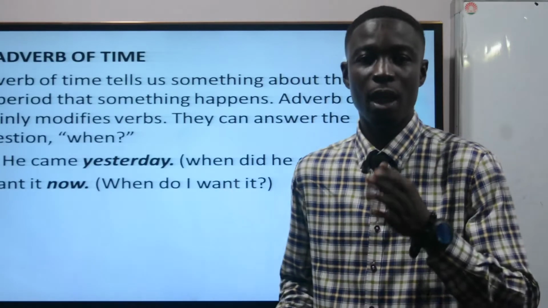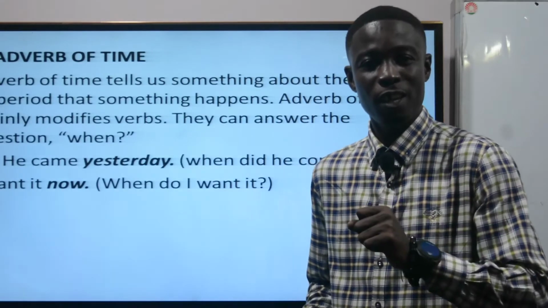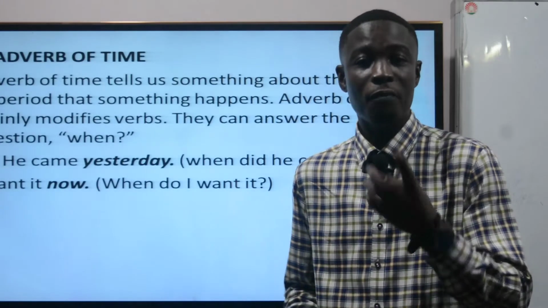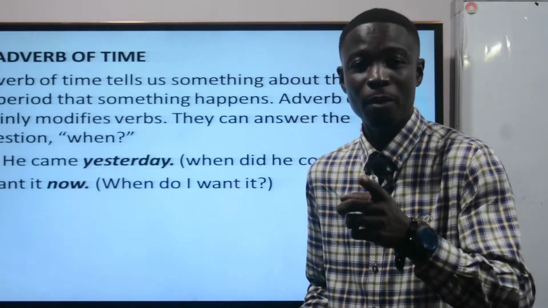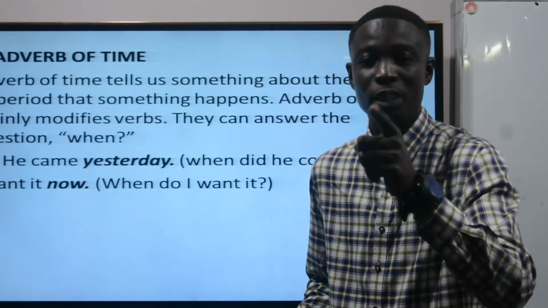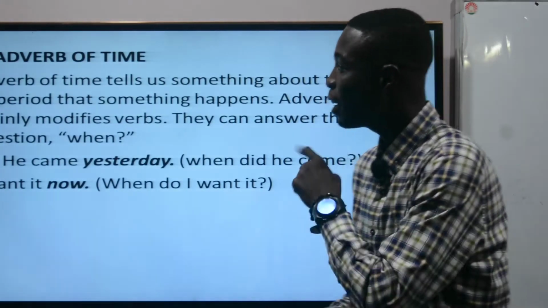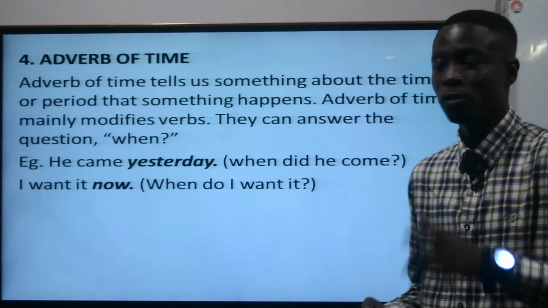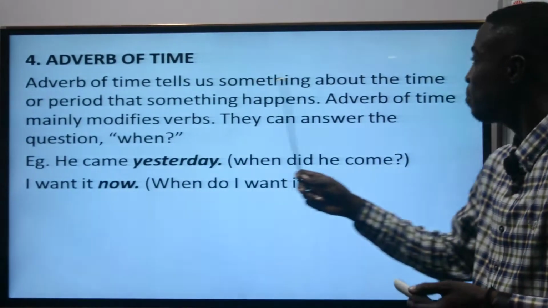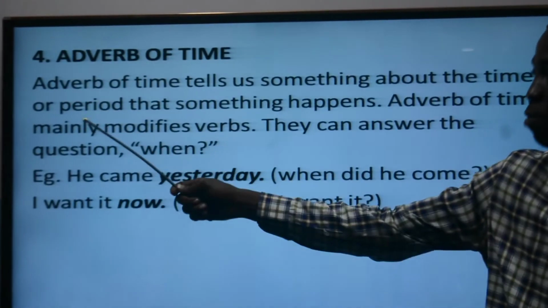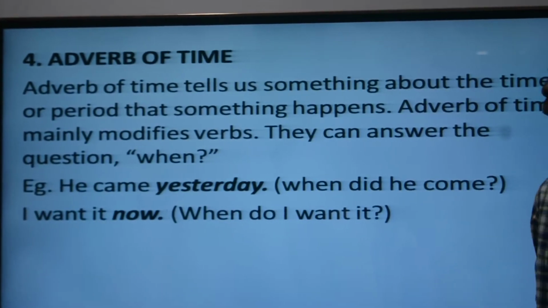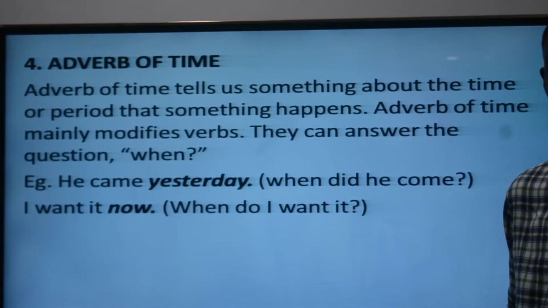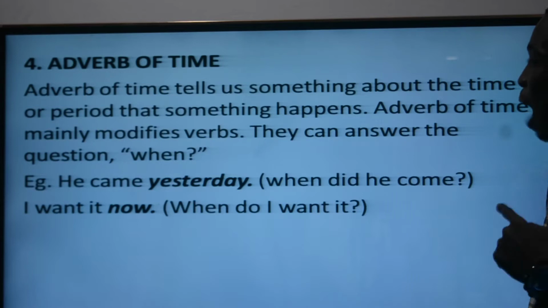In our previous episode, we talked about 3 types of adverbs: adverb of manner, adverb of place, and adverb of degree. Now we are talking about adverb of time. So what at all is an adverb of time? You see, an adverb of time tells us something about the time or period that something happens.